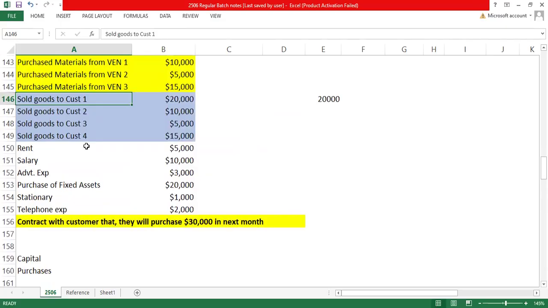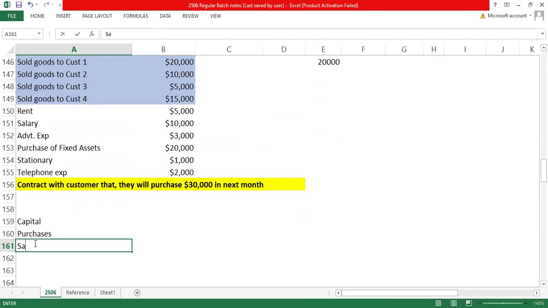Now let's understand the customers. I have multiple customers. Out of those multiple customers, you again summarize them and say which is the sales.